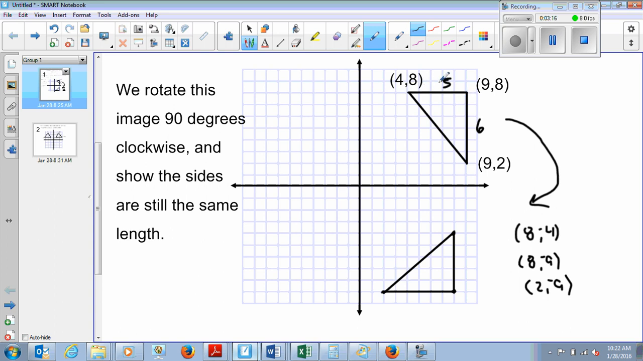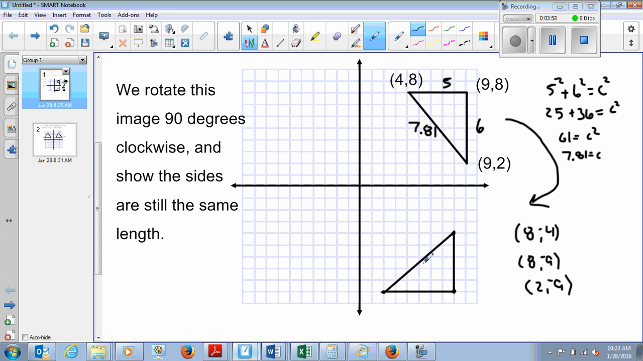So I can do 5 squared plus 6 squared is going to equal that third side squared. And you'll notice too, the difference between 4 and 9 is 5. The difference between 8 and 2 is 6. That's where we get those numbers. 5 times 5 is 25. 6 times 6 is 36. We add those together, and we get 61. And then we just want to take the square root of 61. The square root of 61 is 7.81. So that's what our third side is going to be there, 7.81.